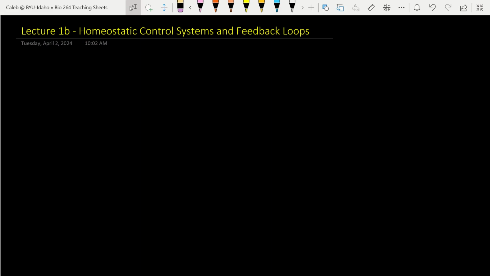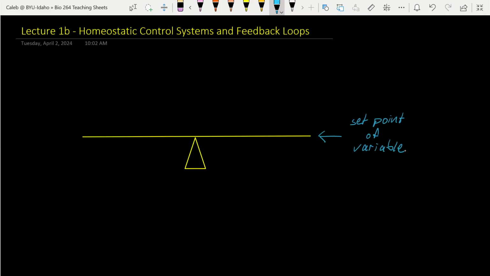Building on the idea that homeostasis is balance, I'd like to once again conceptualize homeostasis as a teeter-totter. Of course, the position of the teeter-totter is the thing that can change. Therefore, this is the variable, and we're trying to maintain a neutral position. We define this neutral position where we want the teeter-totter to be as our set point. And of course, the teeter-totter can move. It could be displaced either up or down, and this range of motion is what we call the normal range.